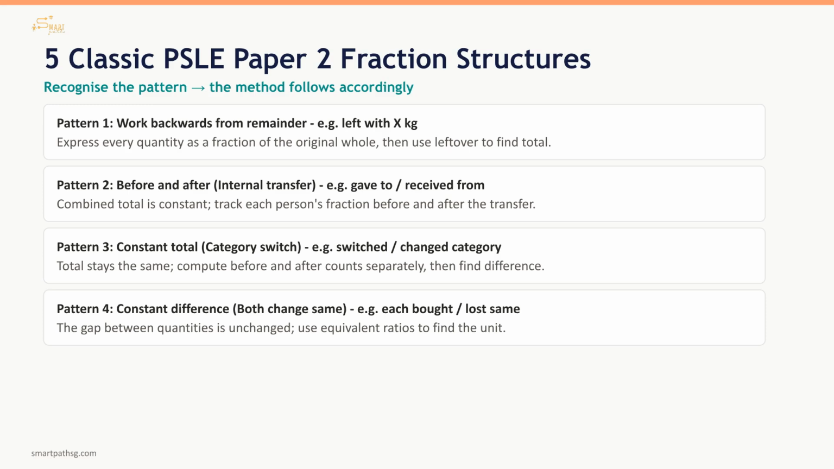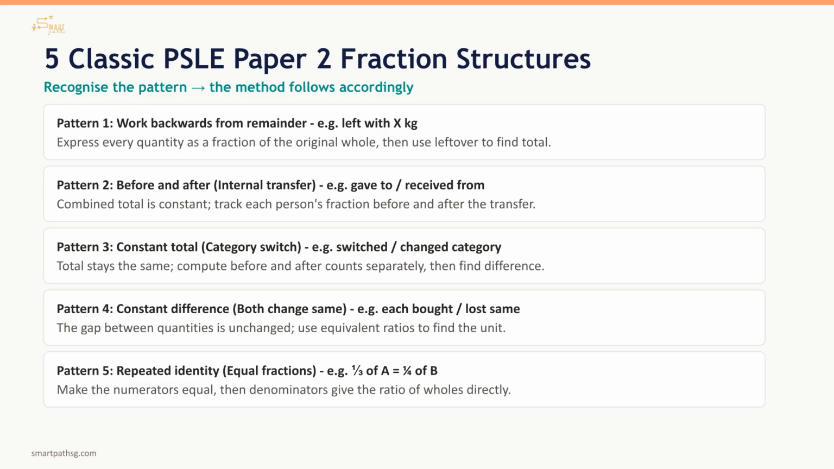Pattern 4. Constant difference. Look for phrases like each bought or each lost the same amount. This means the gap between the quantities is unchanged. Use equivalent difference to find the unit value. Pattern 5. Repeated identity. Look for phrases like a certain fraction of A is equal to some fraction of B. First make the numerators equal, then the denominators give you the ratio of the wholes directly.